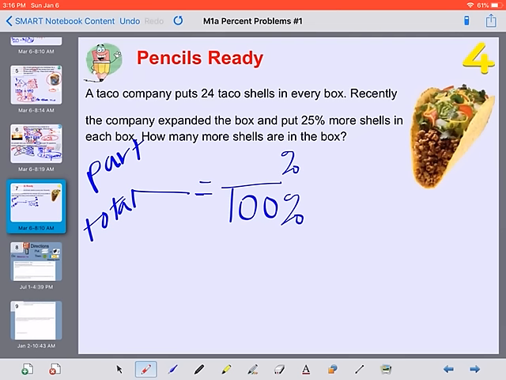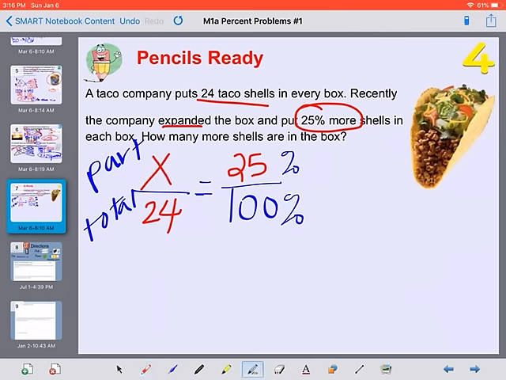All right, it says a taco company puts 24 taco shells in every box. Recently, the company expanded the box, made the box bigger, and put 25% more shells in each box. How many more shells are in the box? So we know there are 24 total in the box. So we want to figure out what is 25% more. What is 25% of the 24?